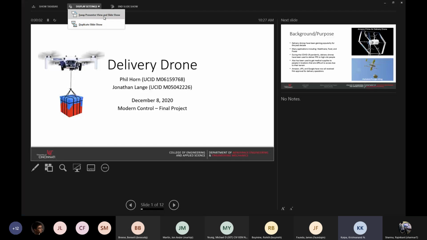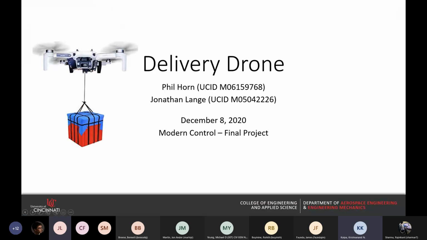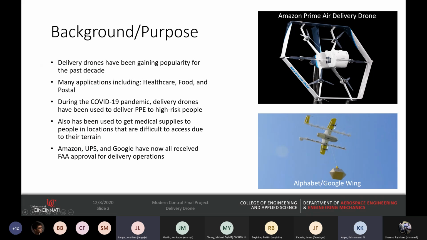There we go. All right, so I'm Jonathan Lange, I'm Phil Horn, and our project was on a delivery drone. Delivery drones have been gaining a lot of popularity in the last couple of years. You can see the Amazon Prime design and the Google Wing design pictured here. There are a lot of cool applications for drones that can deliver packages to different destinations, with healthcare, food delivery, and postal.